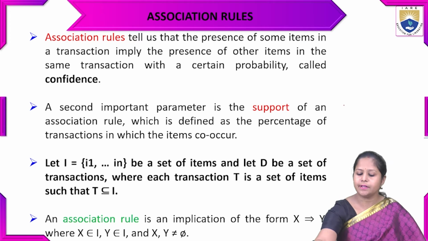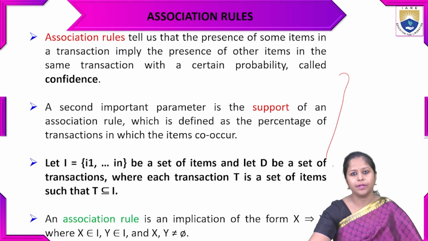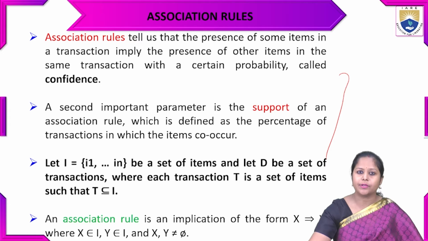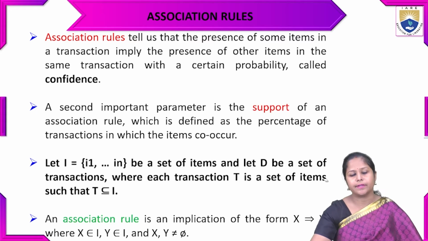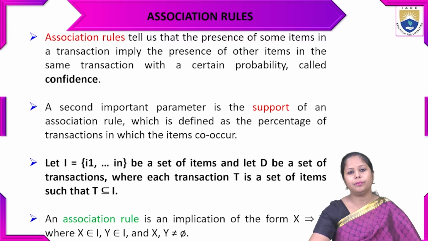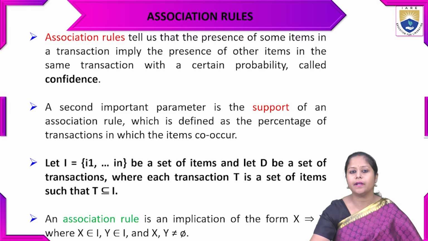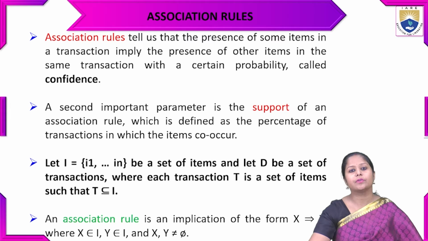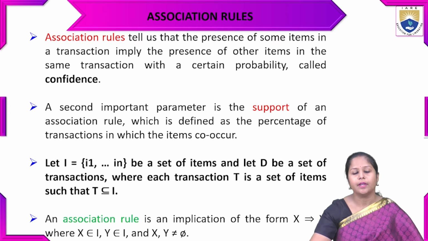The second parameter is support. From the association rules, it is defined as the percentage of the transactions in which the items co-occur. If one item is going to be purchased by the customer, the second item is going to be purchased for that too. So there will be a percentage of that, where the customer purchases that other item together with that frequent item set.